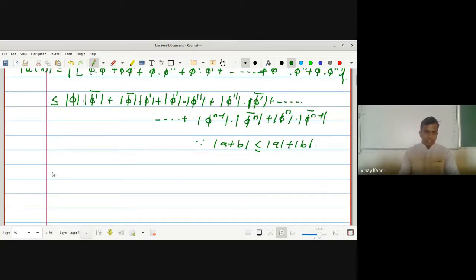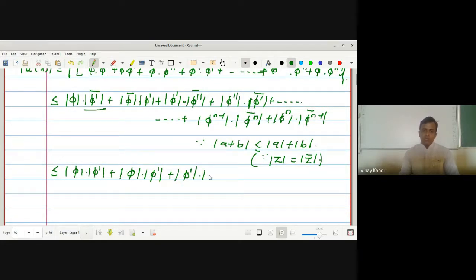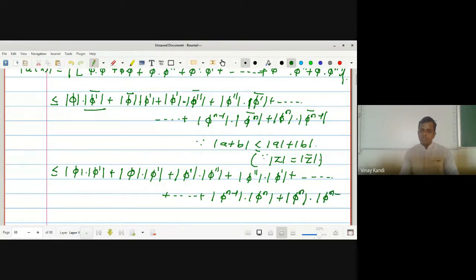Okay, which is less than or equal to mod of phi into mod of phi dash plus, okay, using this result now, mod of z is equal to mod of z bar. Using this result we can write instead of this one, mod of phi dash plus phi into mod of phi dash plus phi dash into mod of phi double dash plus mod of phi double dash into mod of phi dash plus up to so on, mod of phi raised to n minus 1 into mod of phi raised to n plus mod of phi raised to n into mod of phi raised to n minus 1.